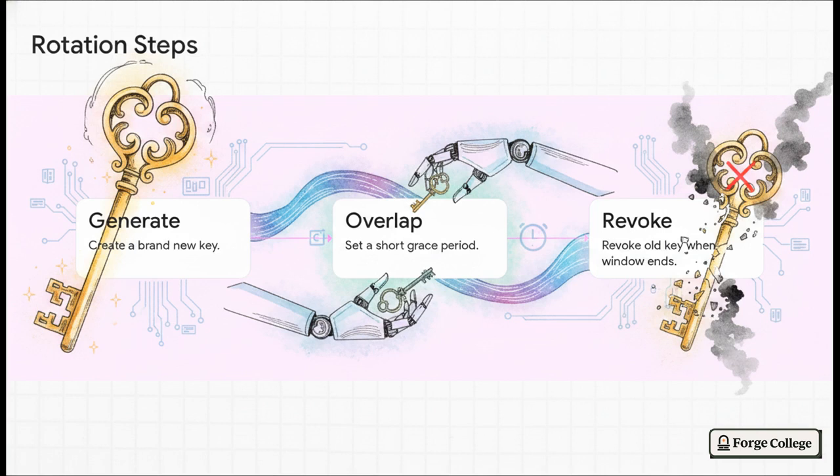That overlap grace period is absolutely the secret sauce here, because if you just instantly kill the old key, any API requests your robot is currently making mid-flight will just abruptly crash. The grace period ensures a totally smooth baton handoff with literally zero downtime.